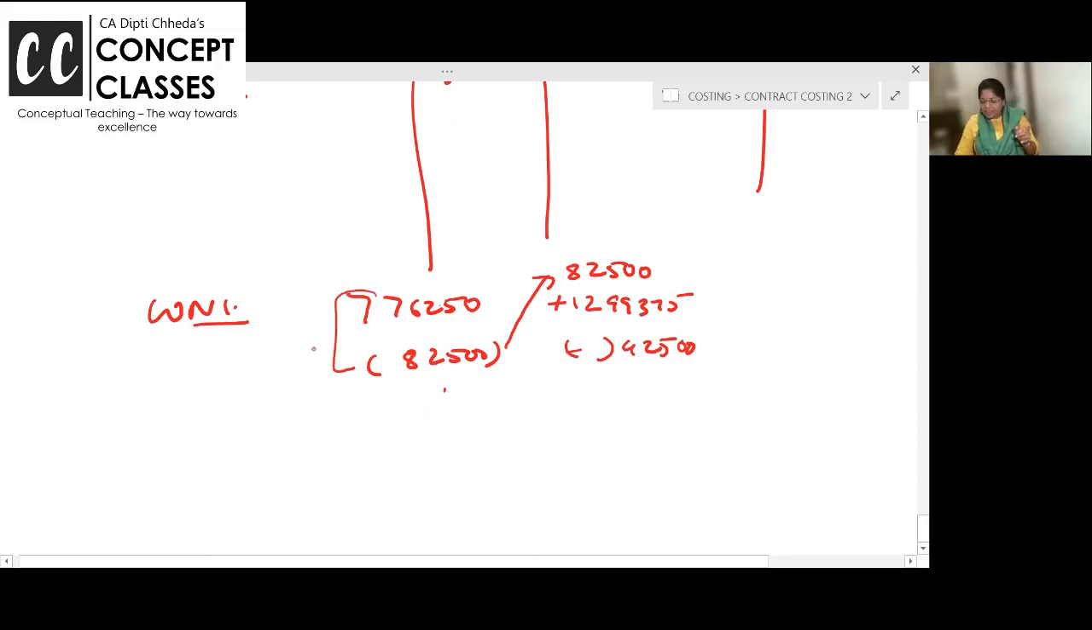So what is consumed this much? This is closing. Next year it will become opening. So this will be minus, this will be plus. So can I cancel this? And these two I have added and written on the debit side. This I have written on the credit side.